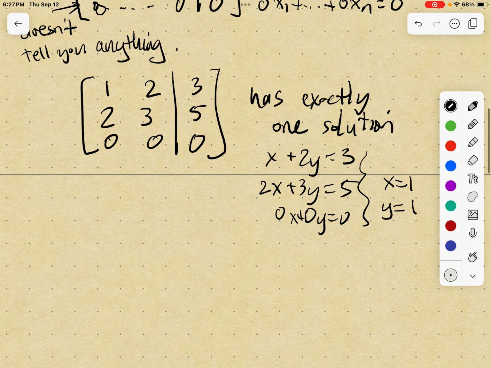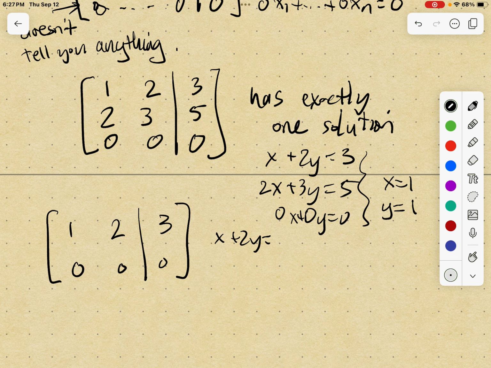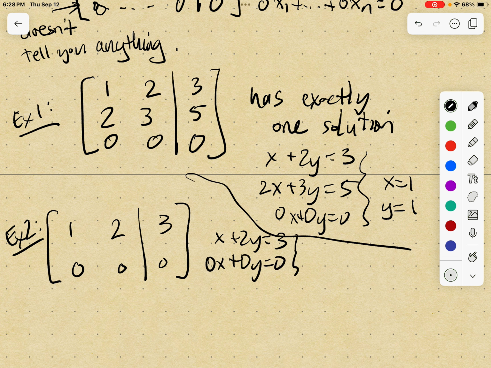Now you can also have one where you have infinitely many solutions. So like if you just had this, then this system says x plus 2y equals 3. So here's example 1. Here's example 2. 0x plus 0y equals 0. Well, in this system there are going to be infinitely many solutions. You can see it's the same as if you just didn't have this row of zeros. This system is really equivalent to just x plus 2y equals 3, right?